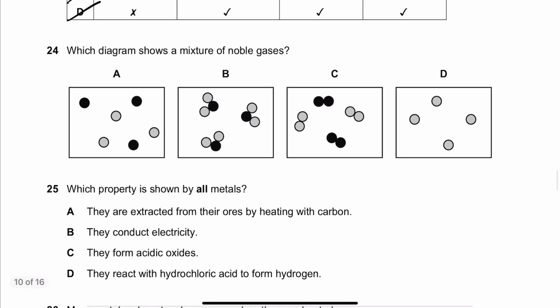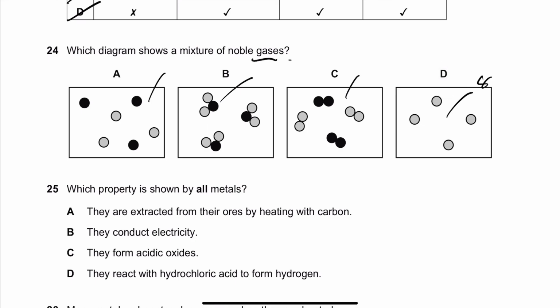Yeah. Which diagram shows a mixture of noble gases? This is literally a compound. That's actually diatomic molecules. This is actually, I don't even know, it's a mixture of gases here. D is a mixture of noble gas. Am I right? Is D actually the mixture of noble gas? No. It's not. Sorry, guys. My bad. D, what you realize is that D is not a mixture.